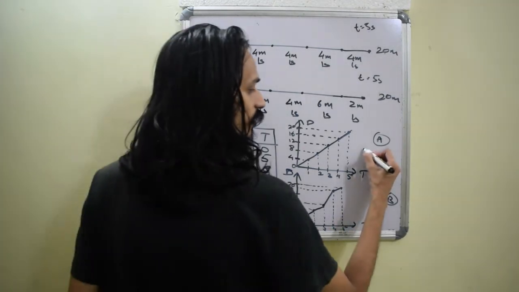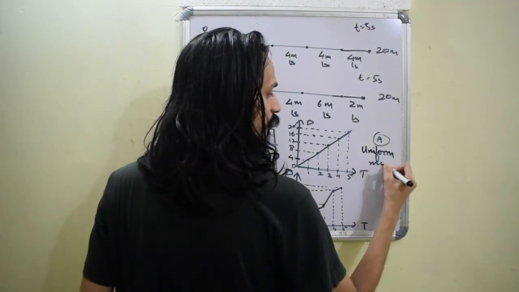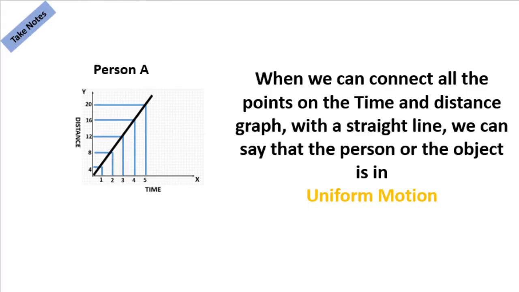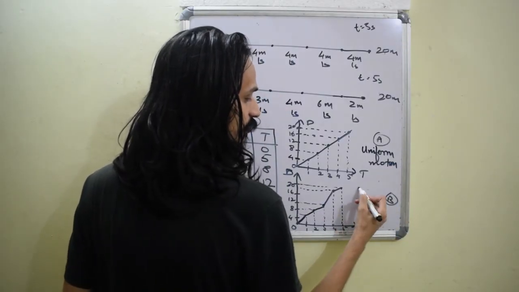This is what we call uniform motion. Okay, and this is what we call non-uniform motion.